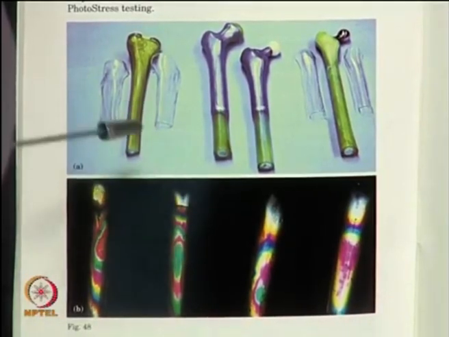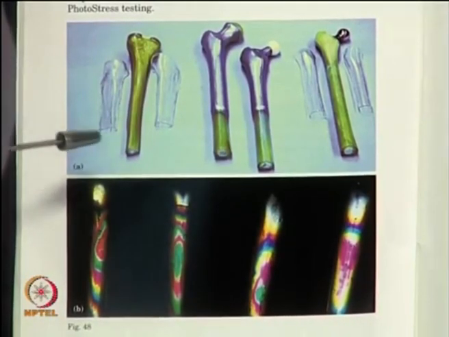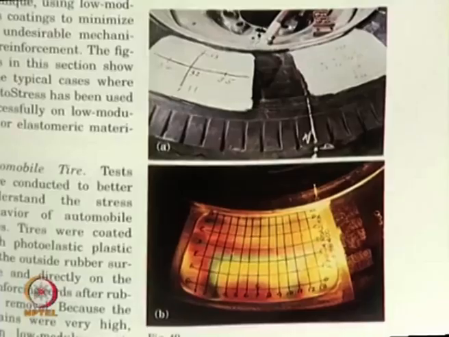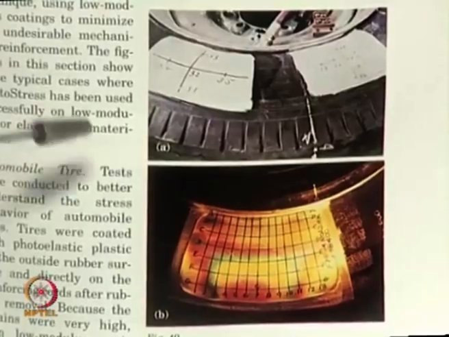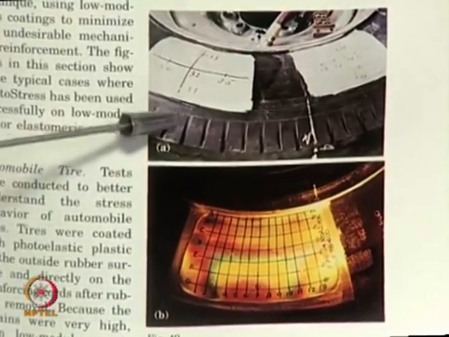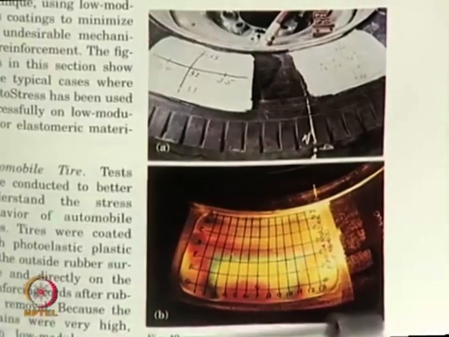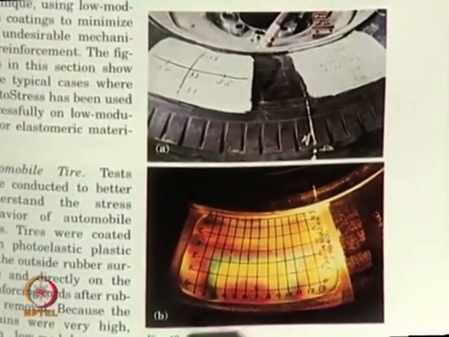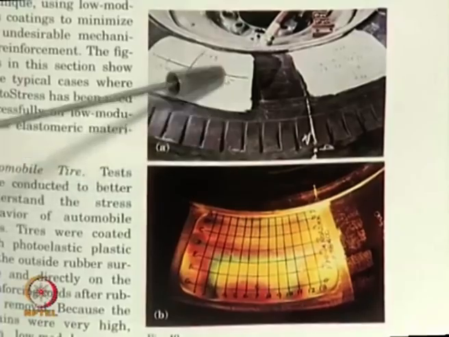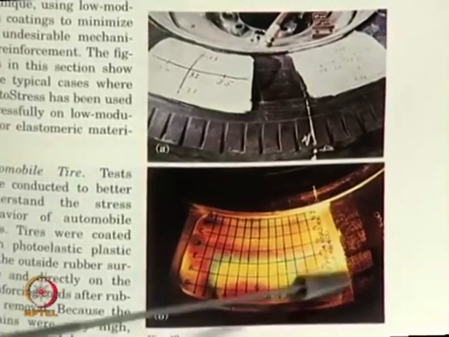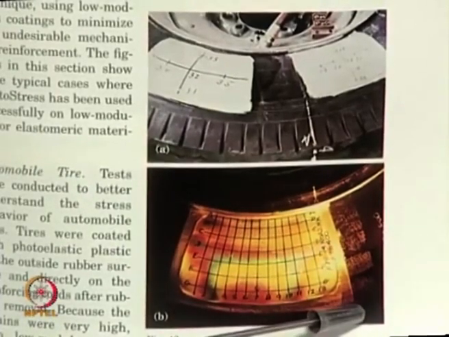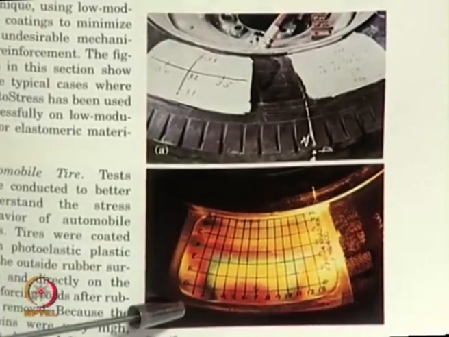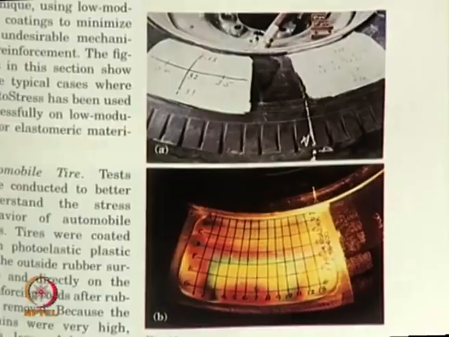So, you have seen a range for metals, now you see application of photoelastic coating to bone. Finally, you see application of photoelastic coating to the tire of an aircraft, and you see the tire bonded with photoelastic coating, and these are all the fringe patterns observed. And mind you, here you have to use the appropriate coating material to reveal the stress pattern.